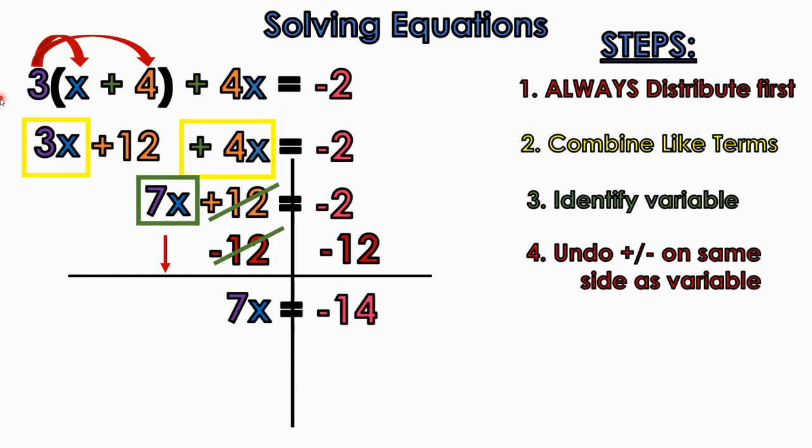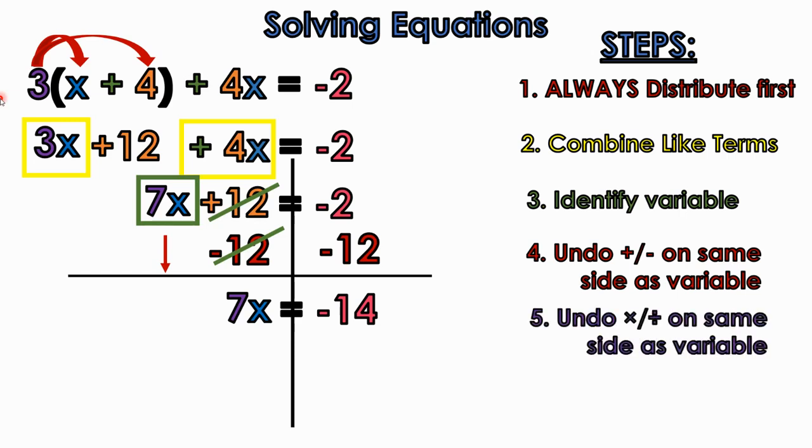And then after you undo your addition and subtraction, now you can undo any multiplication and division. Well, I have a 7x, so that implied operation is multiplication, 7 times x. So I can undo that by dividing by 7 on both sides. 7 divided by 7 goes to 1, so I'm left with just 1x that I can drop down.